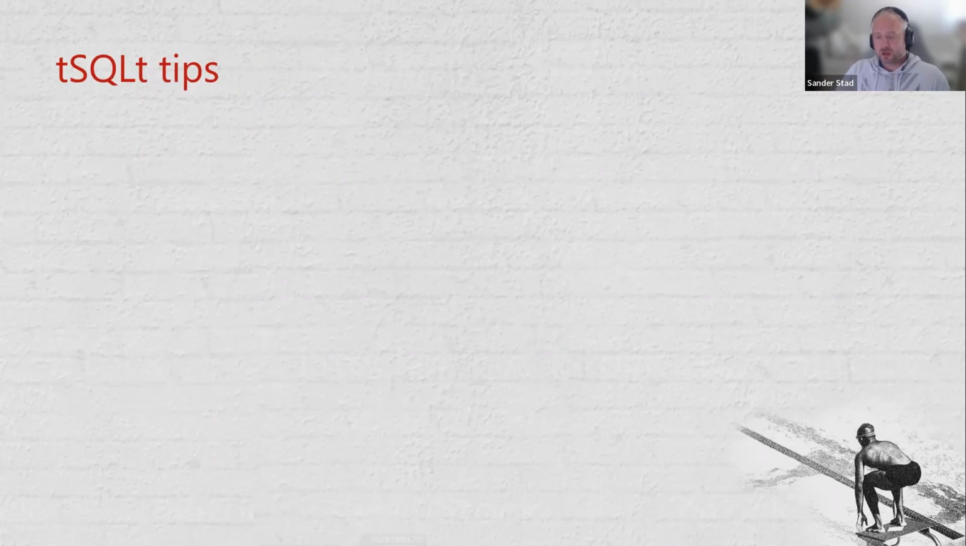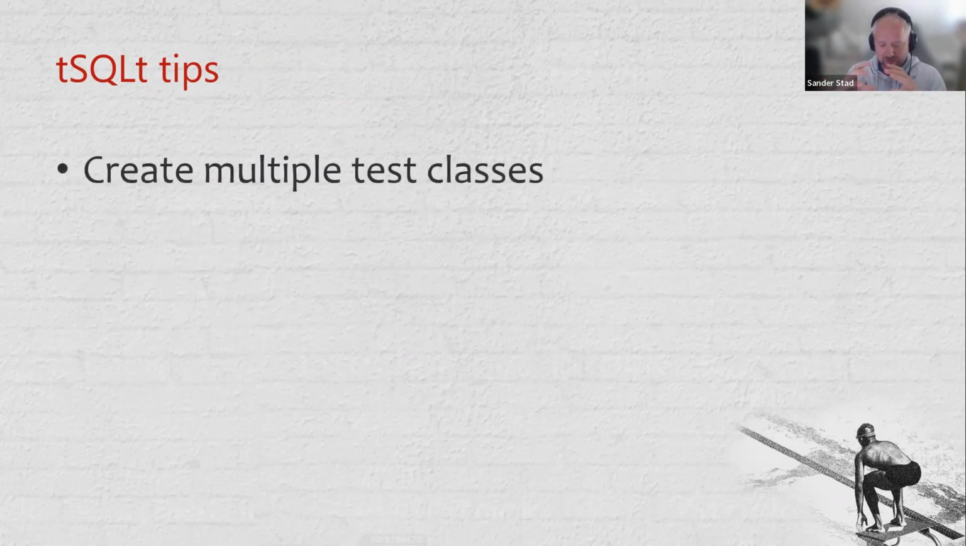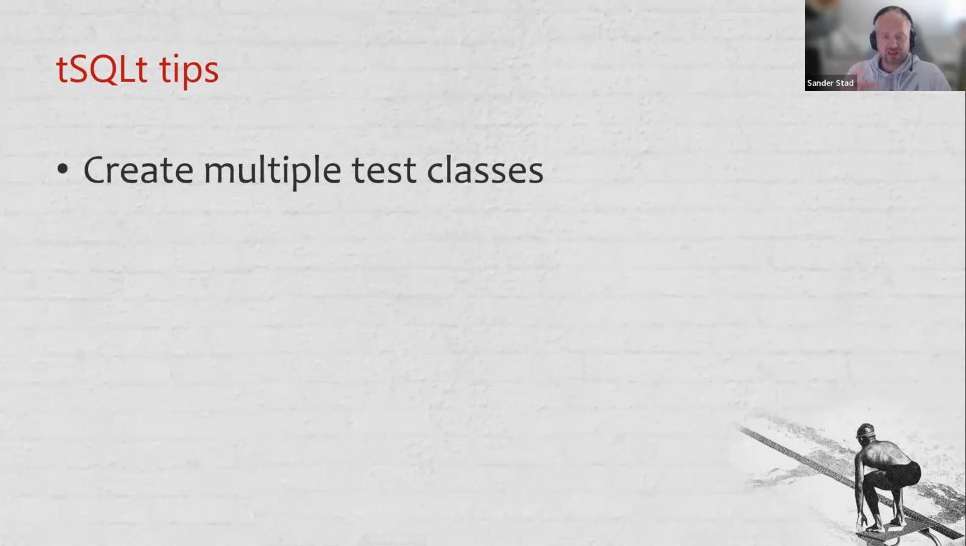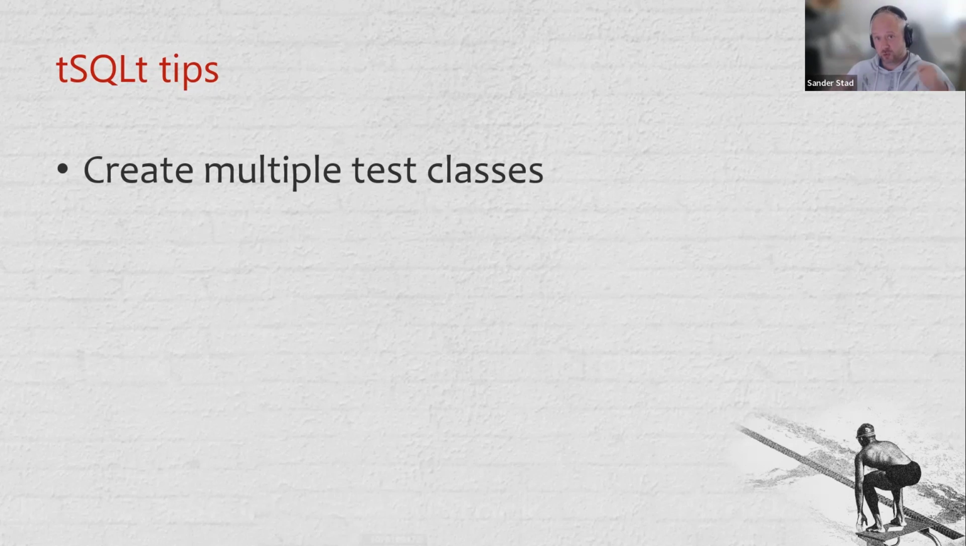Some tips before we can continue. Create multiple test classes. Don't put everything in one basket. What I always do is separate my basic unit tests, like object existence and checking if the tables are there, in one test class, and integration testing, which we will talk about later on, in another test class. That way I can execute all the tests in a particular test class. For instance, if I only want to do the integration testing, I don't have to go through the basic unit tests.